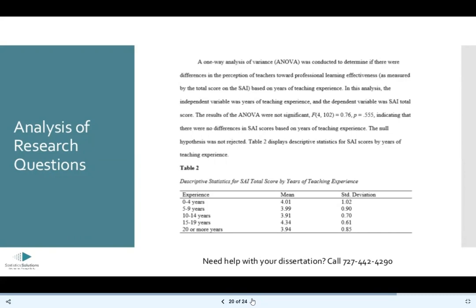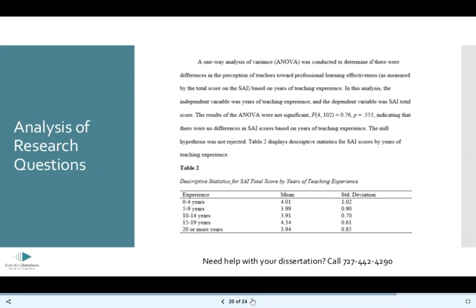So another example here, we have an ANOVA, so an analysis of variance. Again, we state what test we're doing. We state our independent and dependent variables. We present the results of the ANOVA, so the statistics associated with the ANOVA. In this case, we're gonna be presenting the F statistic.